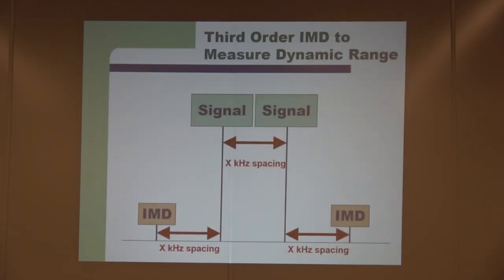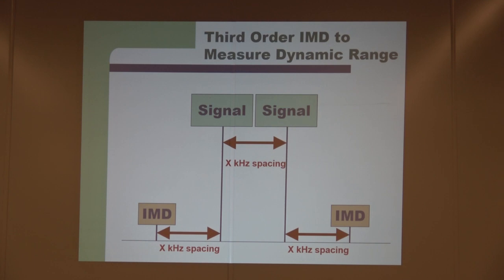So here's a graphic of the dynamic range test. We feed in two signals, and we know what a third-order product is. It isn't a guess, it's all math. If we have a spacing of, let's say, 10 kilohertz between signal 1 and signal 2, the distortion product is exactly that same spacing above the high-frequency signal and exactly the same spacing below the low-frequency signal. But we do want to be sure we're listening to the third-order product.